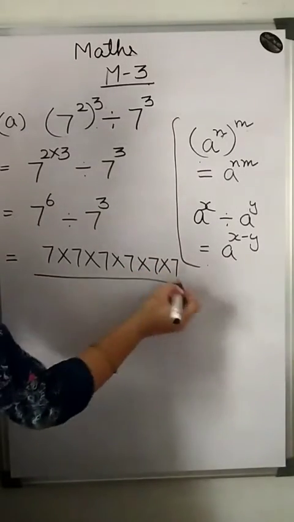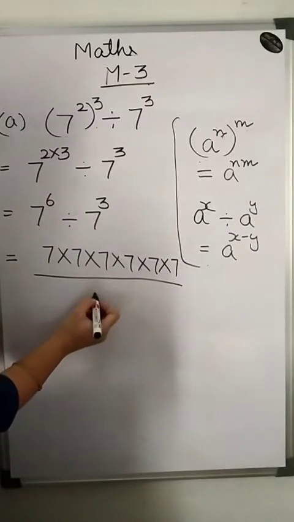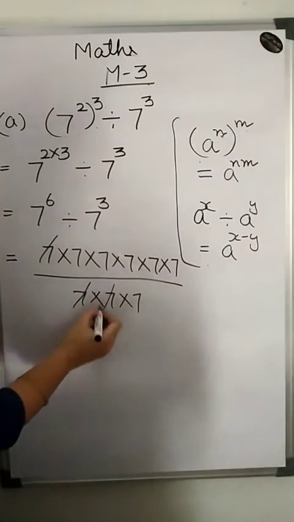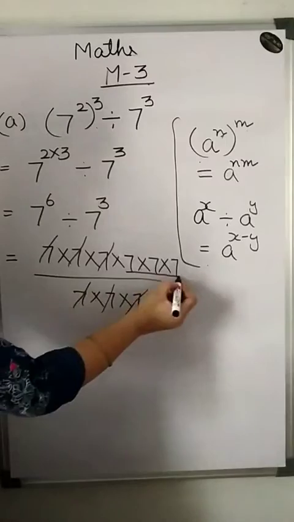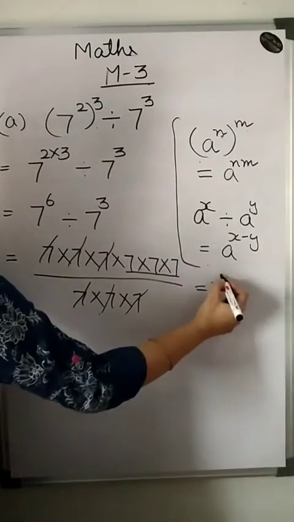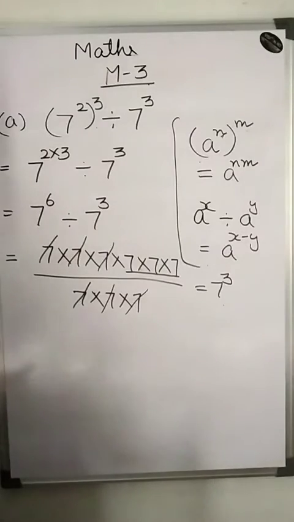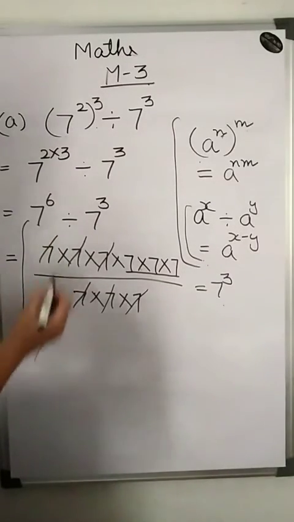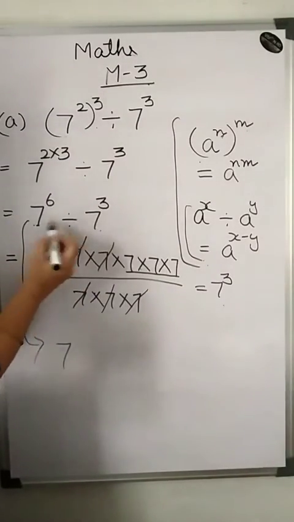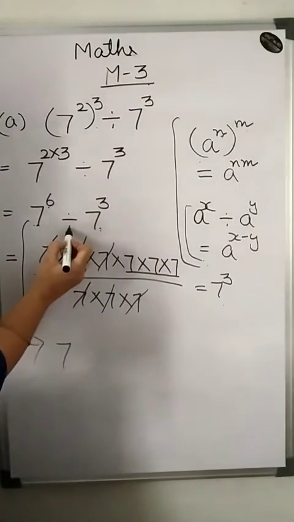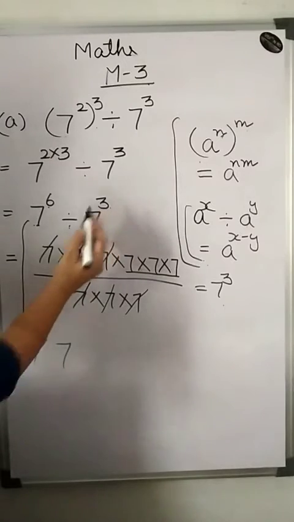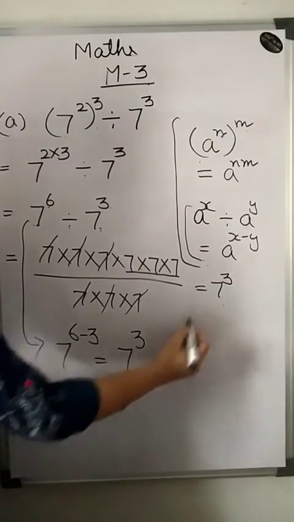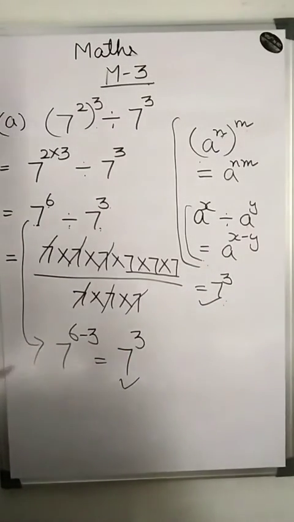And it is division, so we write down 7 to the power 3 here, we write it 3 times. If we cut them, see how many are left? 7 to the power 3 is left. This is one method to solve. Another method is to apply this formula. By applying this formula, because the bases are same, 7 and 7, and this one is in division, we subtract these two numbers, 6 minus 3. So it is equivalent to 7 to the power 3. See, the same answer is here. So in this way we can calculate.